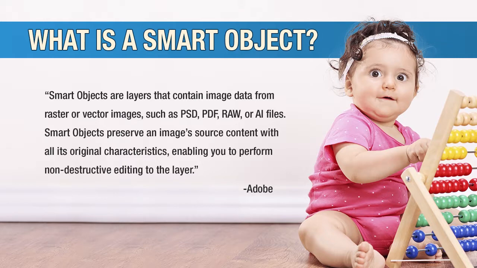In layman's terms, a smart object is pretty much a container that allows you to edit its contents without harming it. So when you talk about smart objects, you're mainly talking about the differences between destructive editing and non-destructive editing. So let's go over what those two things are real quick.